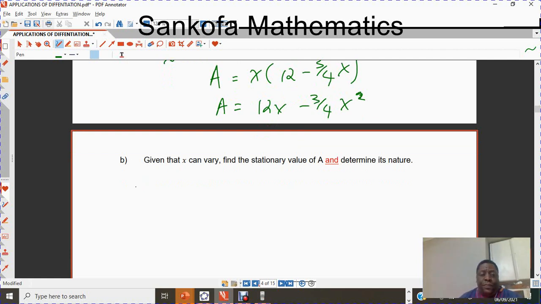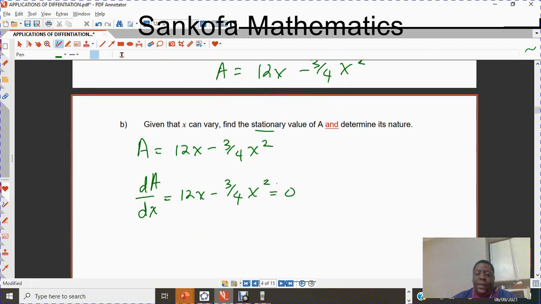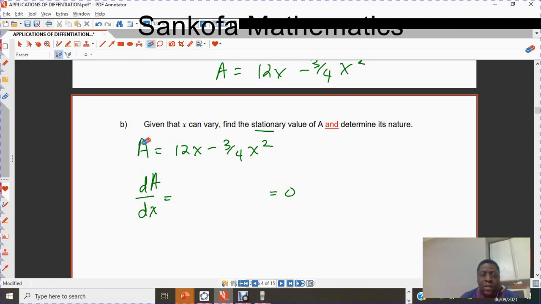So let me just bring my area here: 12x minus 3/4 of x squared. In order for x to vary, we differentiate A with respect to x, and we let that equal 0 because we are talking about a stationary value. The moment I take the derivative, it will be 12. The derivative of 12x is 12, minus, well, you have 2 times 3/4, which gives you 3 over 2. So minus 3 over 2 x. I hope that you have that part.